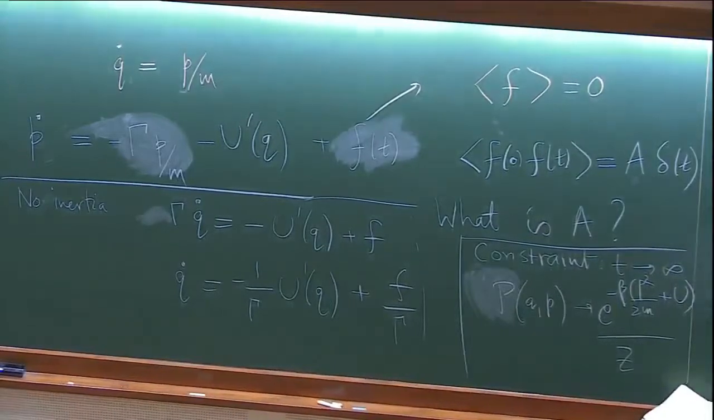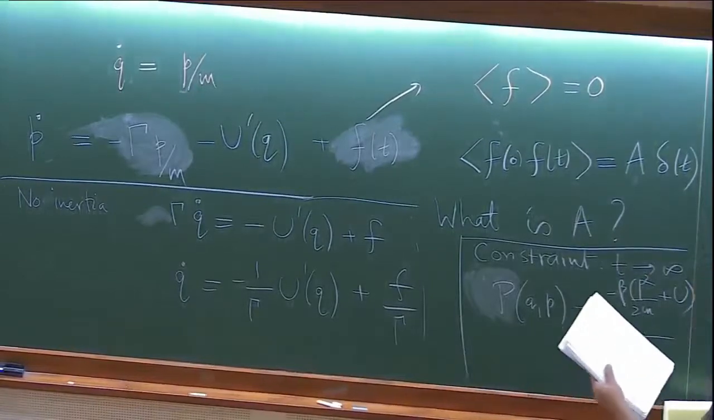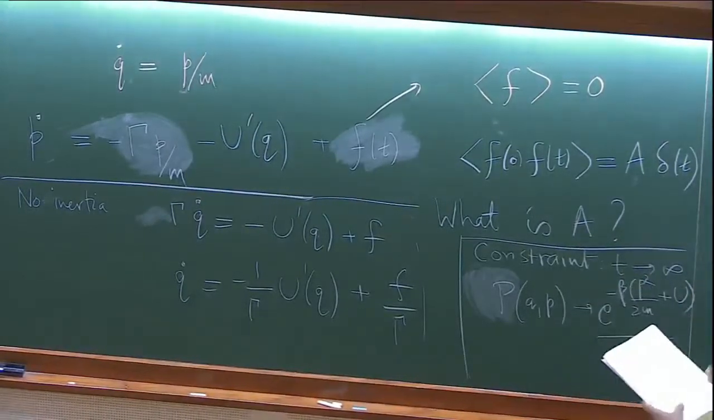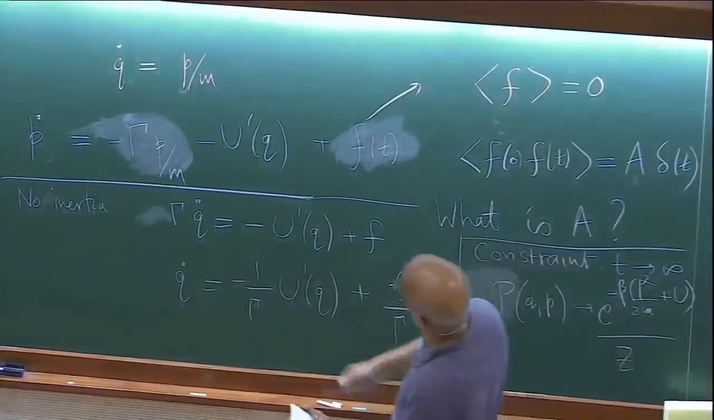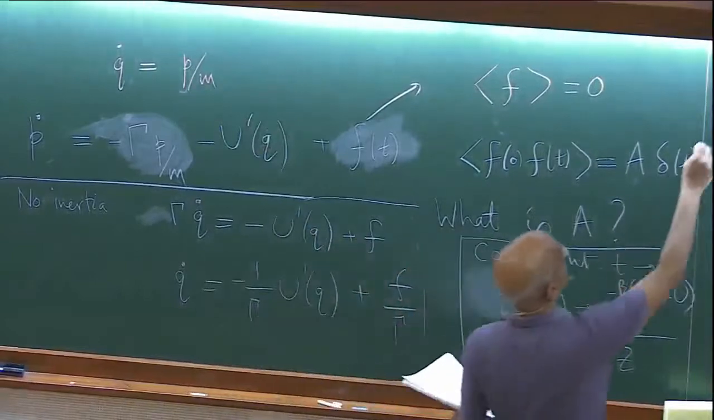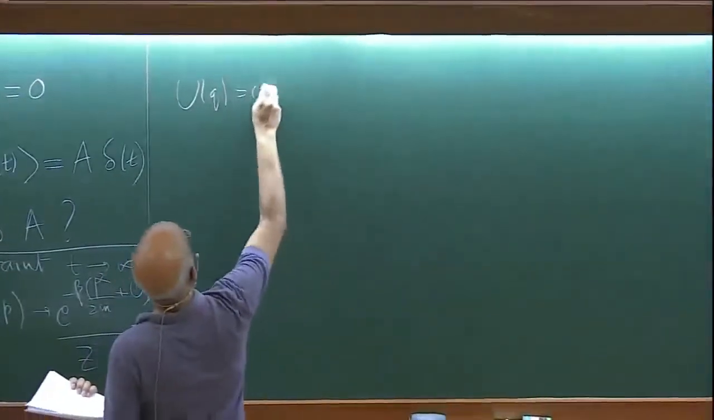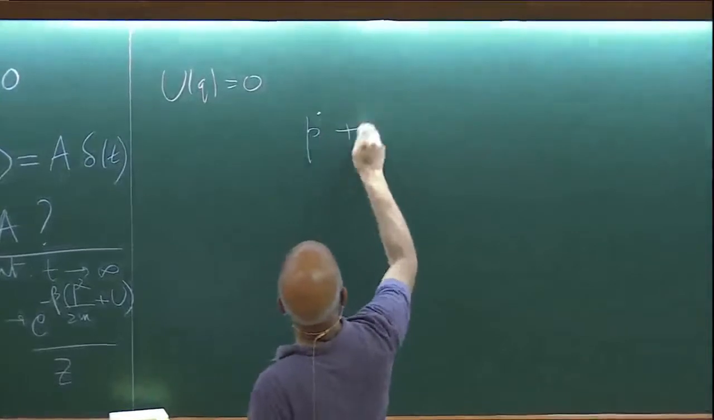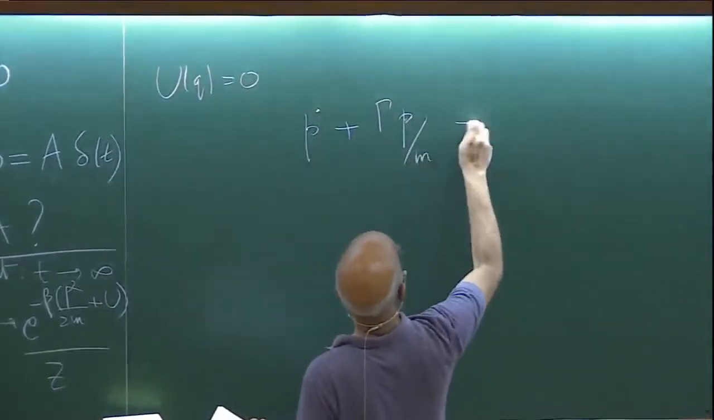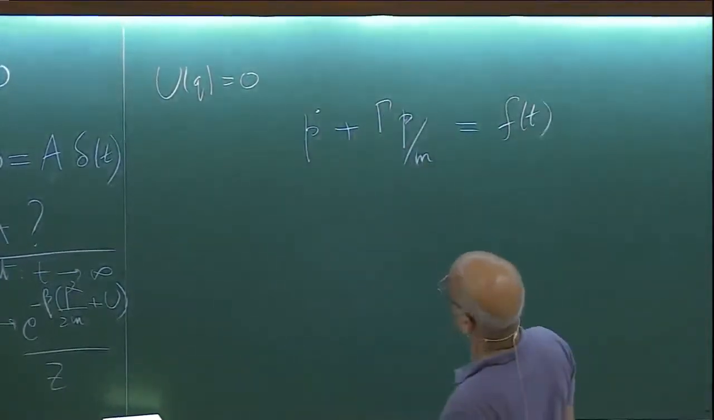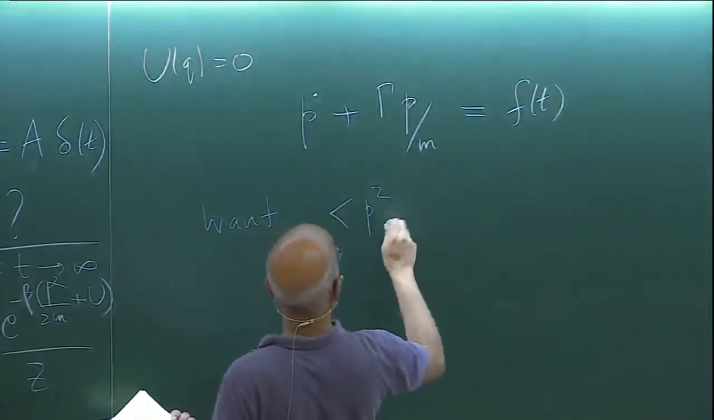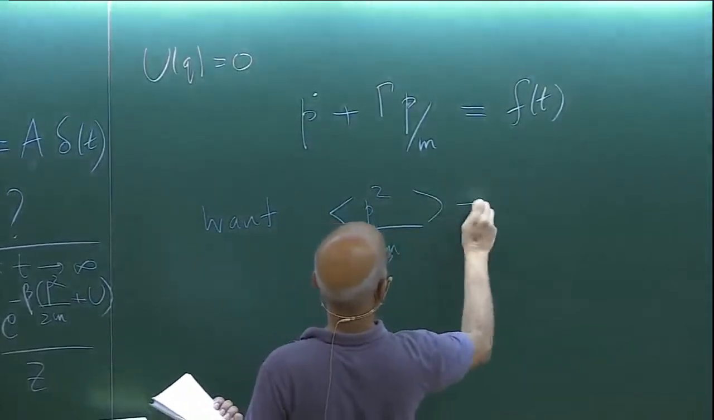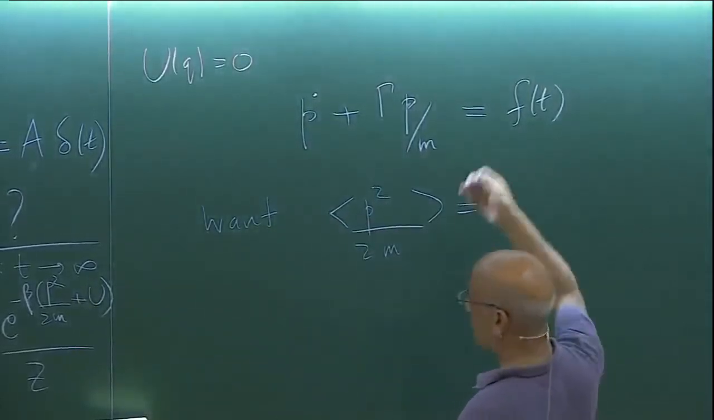Now, there are any number of ways of seeing this, but let's pick one. Let's work it out first for the case where there's no potential. So then you have P dot plus gamma P over M equals F of T. And what we want to know is, and let's say we're in one dimension.